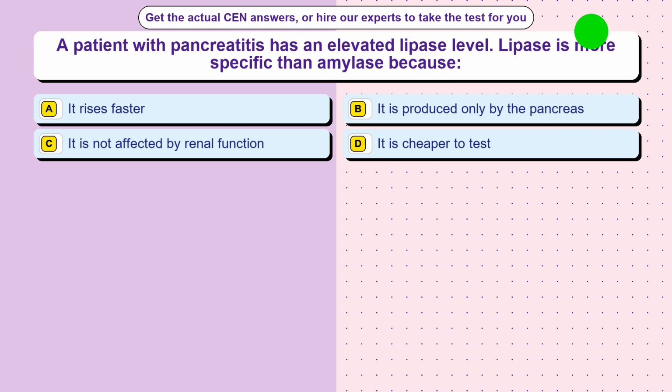Question 92. A patient with pancreatitis has an elevated lipase level. Lipase is more specific than amylase because: Option A, it rises faster. Option B, it is produced only by the pancreas. Option C, it is not affected by renal function. Option D, it is cheaper to test.